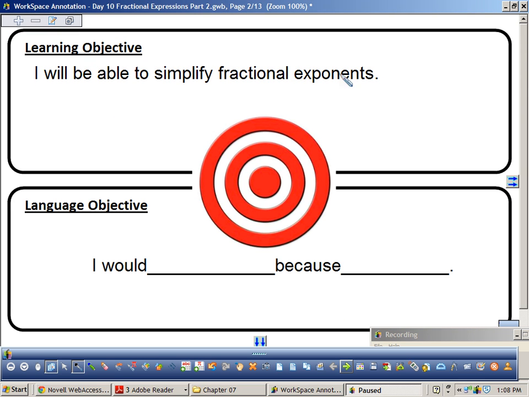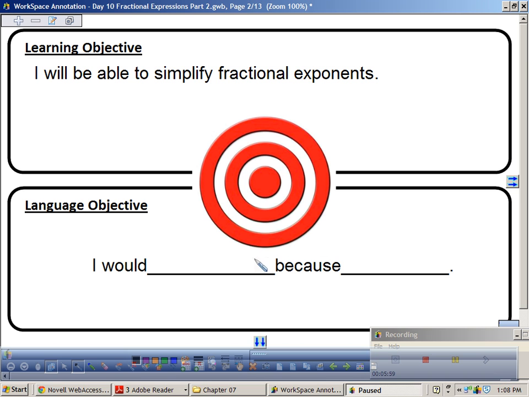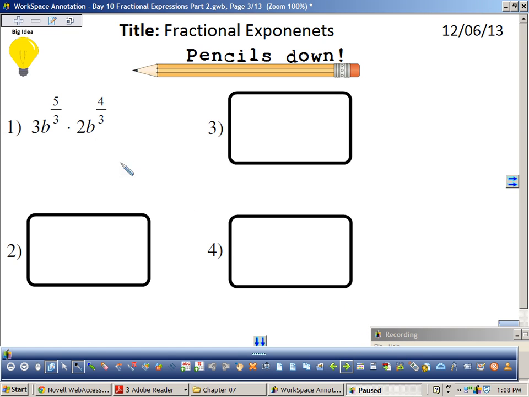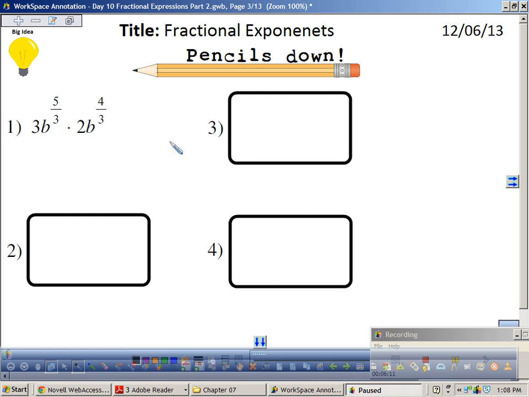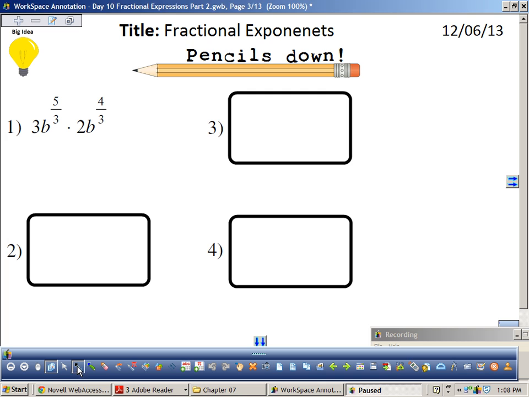Okay, so I will be able to simplify fractional exponents. So we're going to do what we were just doing right now. We're just going to take it a little bit of a step further. All right, fractional exponents, pencils down. I'm going to do 4. You're going to copy them down when I'm done. Then I'm going to give you 4 more, and you're going to do those. Okay? And that's all we've got today. All right? Okay, so everybody's attention. 3b to the 5/3 times 2b to the 4/3.